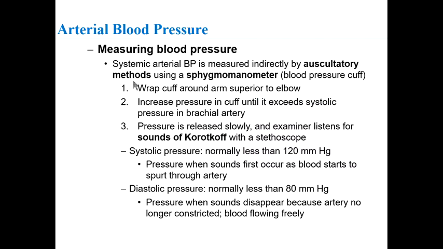So to measure blood pressure, or I should say we are measuring systemic pressure, like we said earlier, this is all on the systemic circuit, not the pulmonary circuit. We use arterial blood pressure. We need a stethoscope for our auscultation or auscultatory method, and we use a blood pressure cuff, which we call a sphygmomanometer.